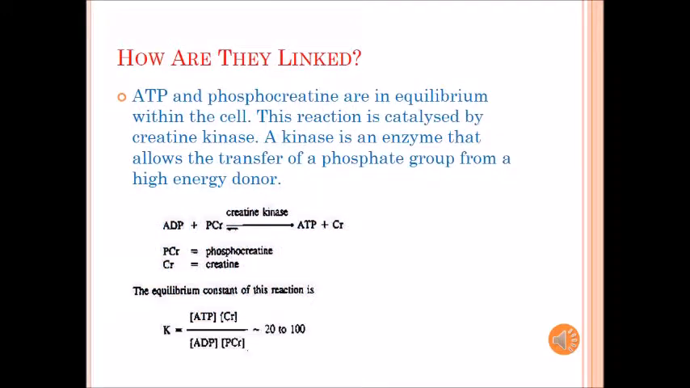So how are they linked? ATP and phosphocreatine are in equilibrium within the cell. This reaction is catalyzed by creatine kinase, which is an enzyme that allows the transfer of a phosphate group from a high energy donor, as seen in the enzymatic reaction below. The following slides will further explain phosphocreatine and ATP generation.